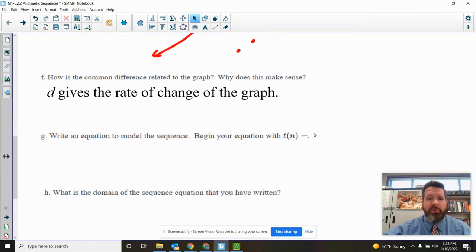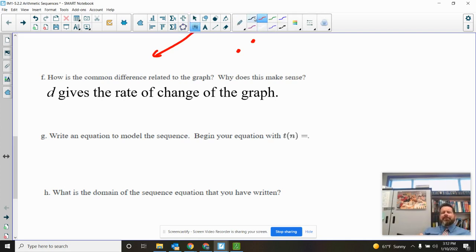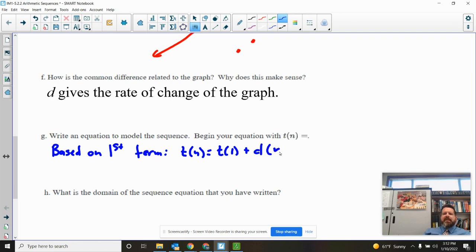Now, next up, we're going to write an equation to model the sequence. Begin with t of n equals. Okay. I do need you to know there are a couple different ways this equation may look, and I know that can be confusing. If you base it on the first term, it's going to look like this. T of n equals your first term, T1, plus the common difference times n minus 1.